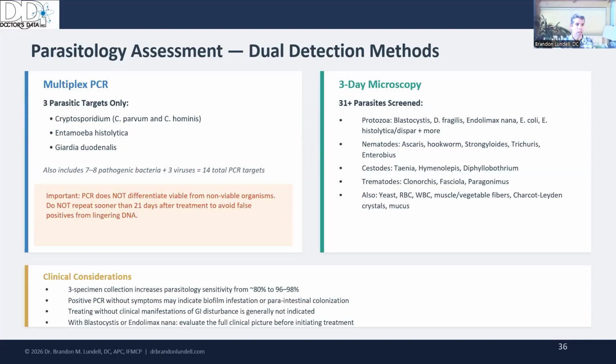Okay. So I almost always prefer the 3 specimen collection. It increases parasitology sensitivity from about 85% to about 96 to 98%. So positive PCR without symptoms may indicate biofilm disruption or paraintestinal colonization. So you just have to really take the information and apply it clinically. With blastocystis or endolimax, evaluate the full clinical picture before initiating treatment.